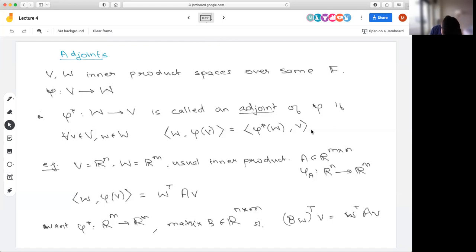Right, so let's just open this up using the rules for transpose. So we get this is equal to W transpose B transpose times V, and we want it to be equal to W transpose AV. So as someone already pointed out on the chat, you can take B transpose to be A, or rather B to be A transpose, right?